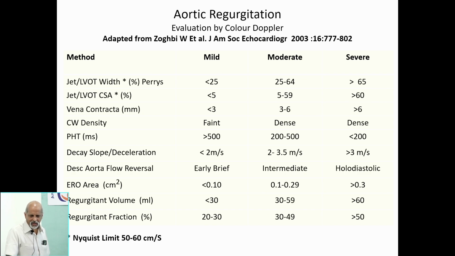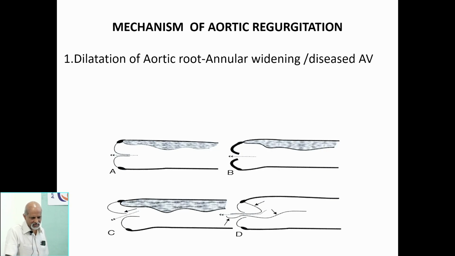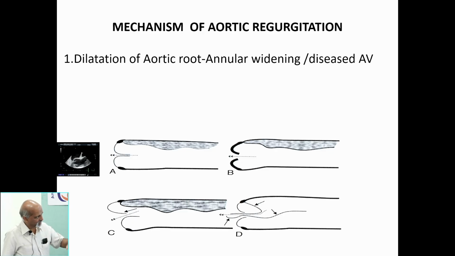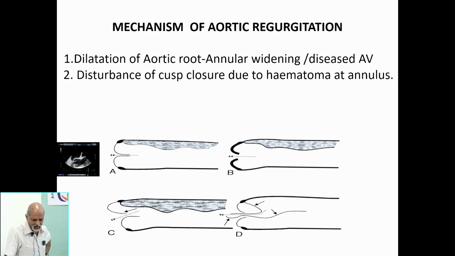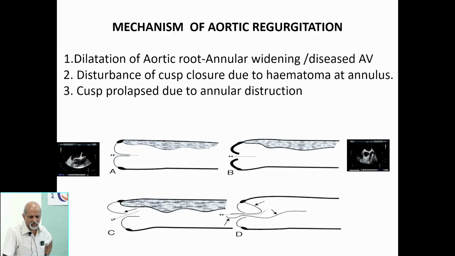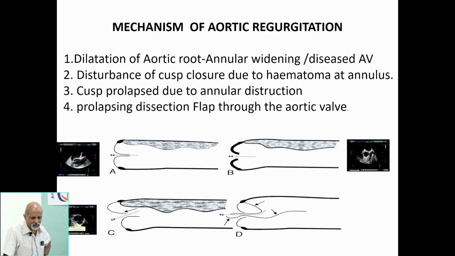And finally, we will look at the mechanism of aortic regurgitation in the case of dissection. What happens is dilatation of the aortic root, annular widening or a diseased aortic valve can cause that. This is type A regurgitation. Secondly, disturbance of the cusp closure due to hematoma at the annulus, that is type B. Then cusp prolapse due to annular destruction, which is type C. And finally, the prolapsing dissection flap goes through the aortic valve and obviously prevents closure of the valve, and that can cause problems. I'm sure this will not play.